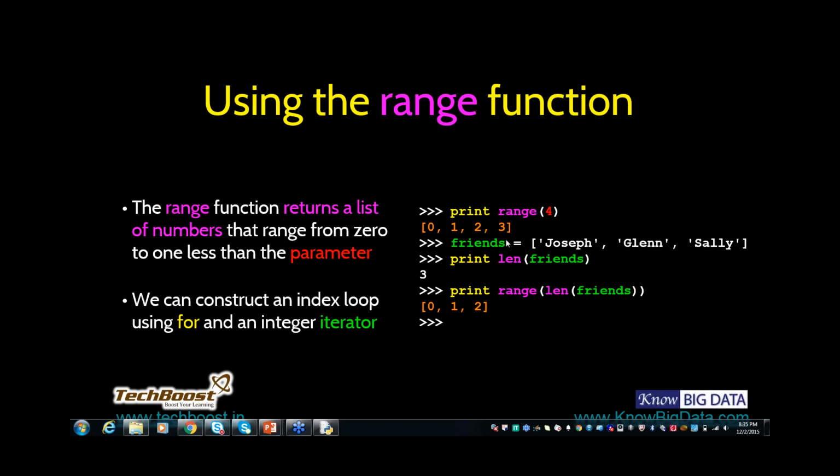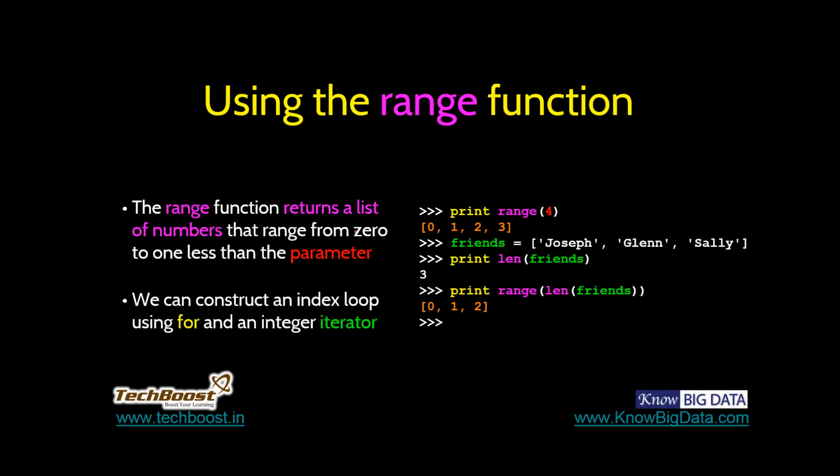Range function returns a list of numbers that range from not only 0. So there's a mistake over here. It is just a specific scenario of this. So this particular part over here is not valid. I need to update this. It really does not only give us a list of numbers that range from 0 to 1 less than the parameter.